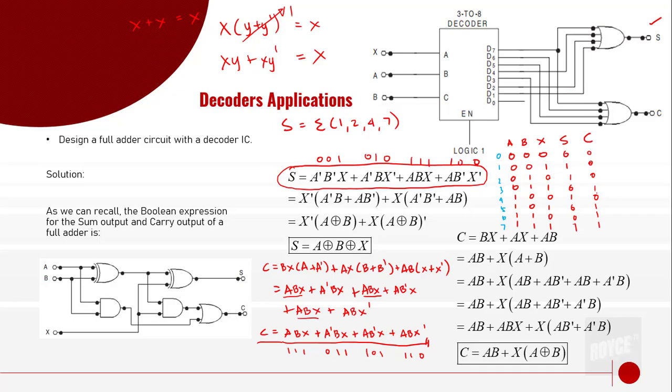How about si C? C naman, ang min terms niya ay ito, 3, 5, 6, 7. So, this is 3, 5, 6, 7. So, as you can see here, 3, 5, 6, 7. So, okay na din si C. Now, we have a full adder using a decoder.